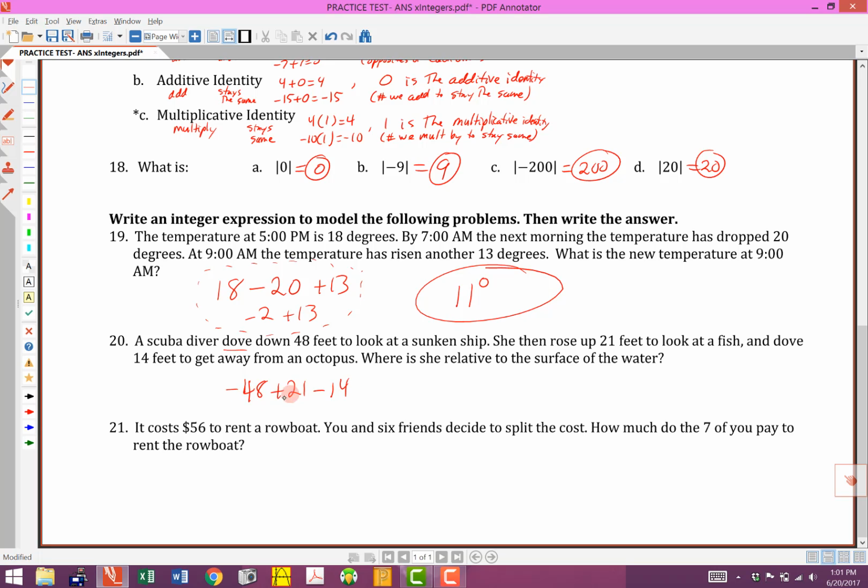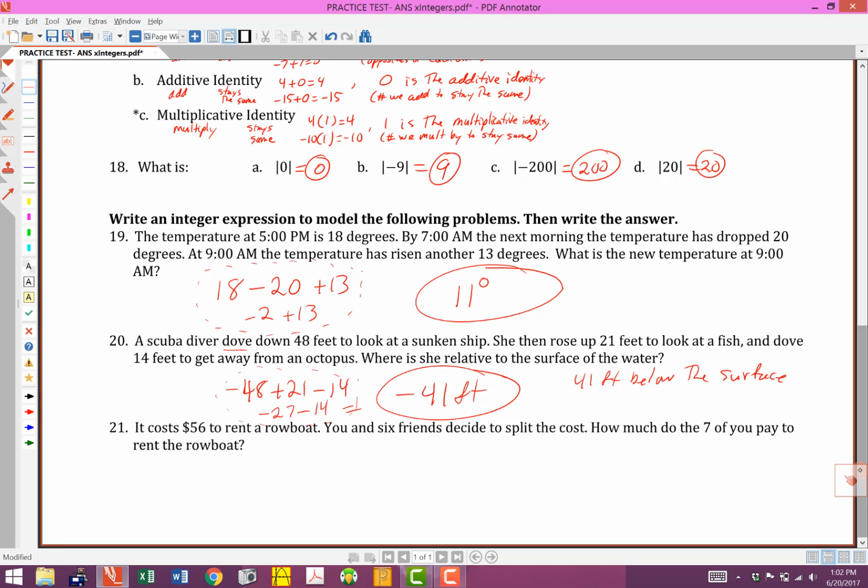So let's see, different signs, find the difference. The difference between the two of those is 27 and the bigger one is negative, so she's still 27 feet below the surface. And then this would be minus 14, same sign, so we're going to find the sum. So that is going to be 41, and that would be negative. We keep the same sign. Negative 41 feet. Okay, so I'm going to circle that. There's our work. If we wanted to explain this, we could say 41 feet below the surface. That might be nice to do.